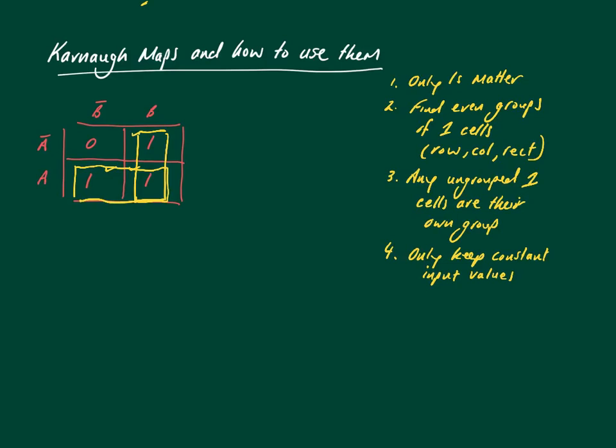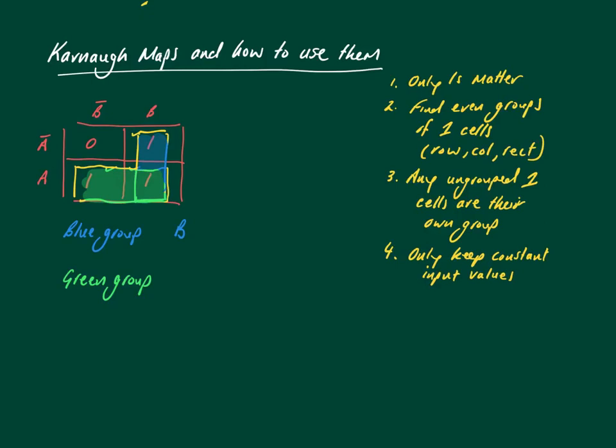And with rule 4, this is probably the hardest bit of it, you only keep constant input values for each group. I'm just going to highlight the first group in blue and the second group in green, and we'll talk it through. With the blue group, or the column, B is always the constant here. B never changes, it's the column header, whereas A negates. And so from the blue group, we only keep B because it doesn't change.